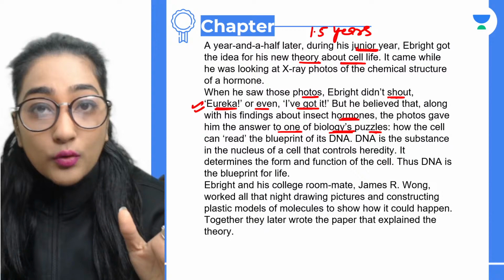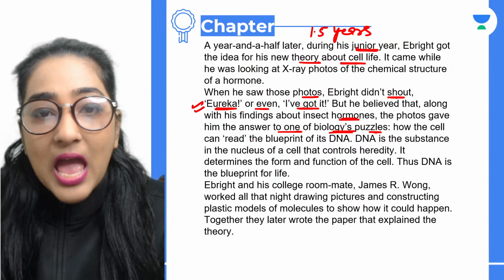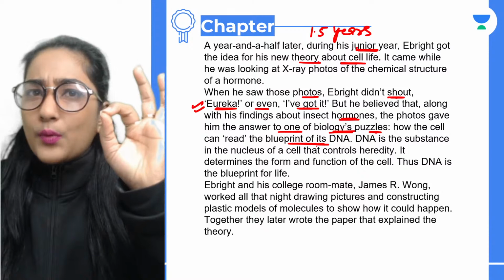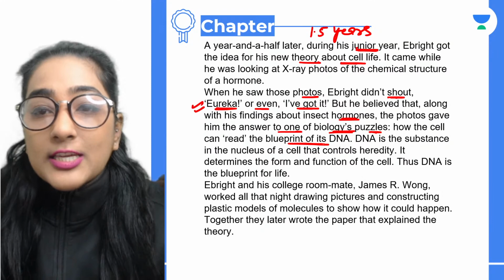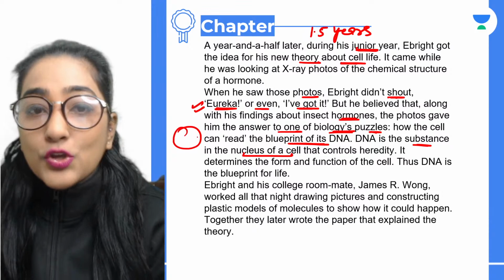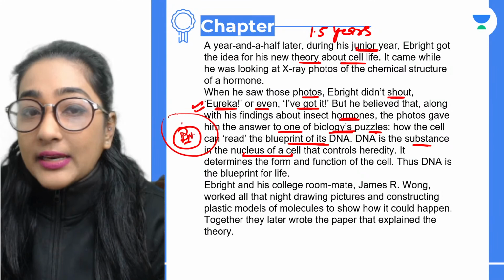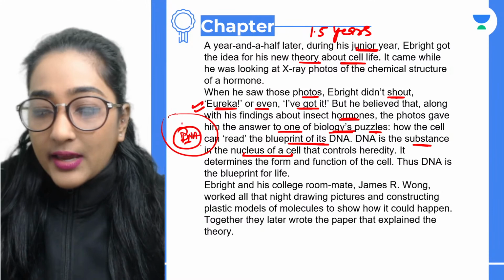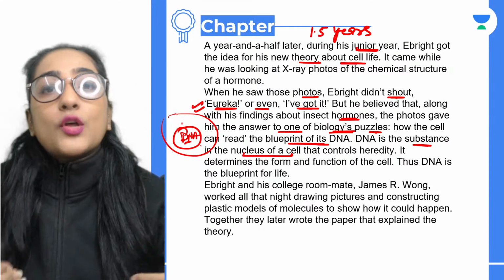All right, so now what happened is how the cell can read the blueprint of its DNA. This is very important. What do you mean by the blueprint? What do you mean by the blueprint of its DNA? DNA is the substance in the nucleus of the cell. You know that in the nucleus of a cell, all right, we have got DNA, right? And that controls heredity. Heredity as in, for example, I'm saying I've got the DNAs of my mom and father, right? Why? Because I am the offspring of my parents. Similarly, you have got the DNA of your parents.